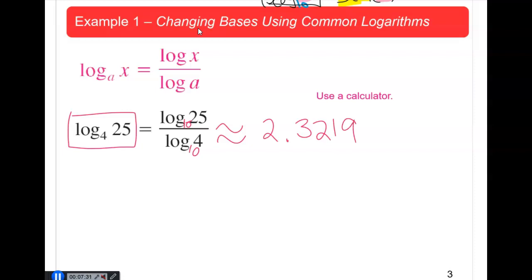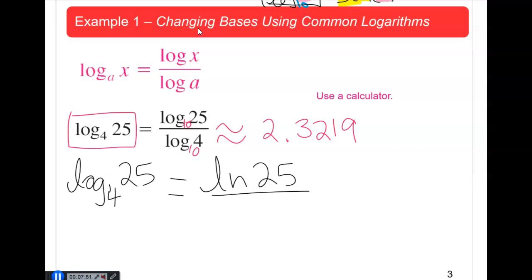Now I could also get the same answer if I rewrite it with the base e. And so for base e, we will be using the natural log, so it's ln of 25 divided by ln of 4. And this will give me the exact same approximation as the previous one.